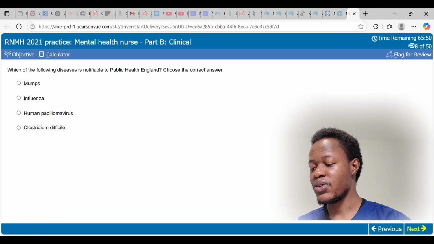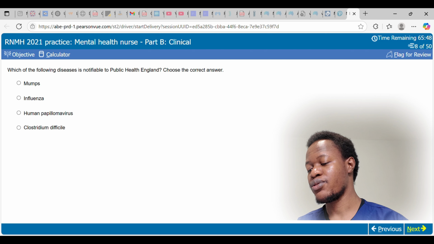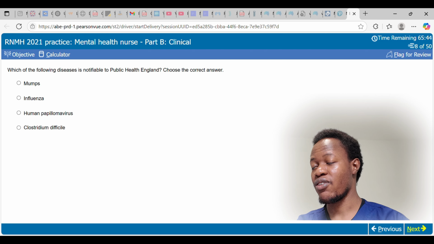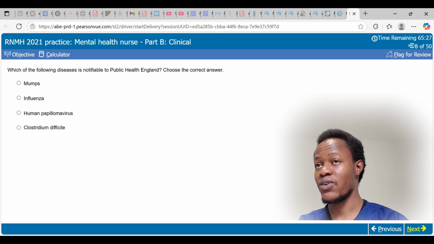Which of the following diseases is notifiable to Public Health England? Choose the correct answer. Option A is mumps, option B is influenza, option C is human papillomavirus, and option D is Clostridium difficile. I was thinking it's Clostridium difficile, but I guess the correct answer should be mumps.